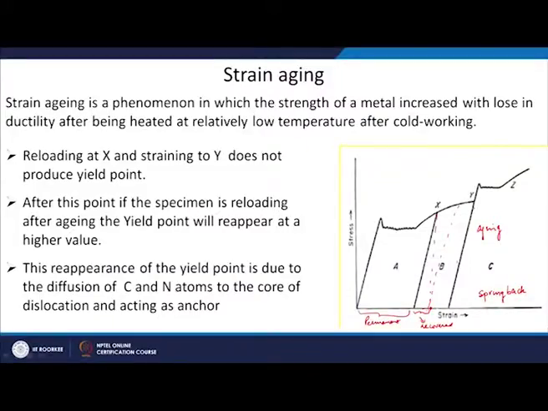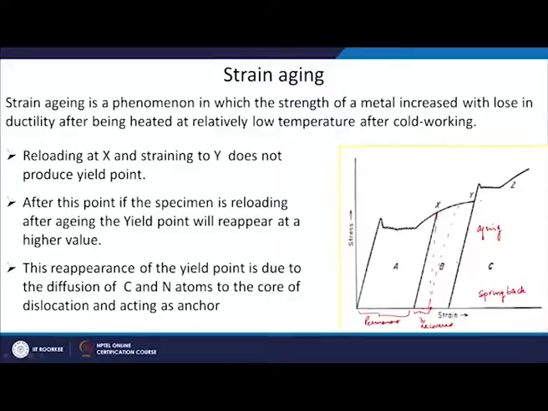This is because you are giving time for carbon and nitrogen, these interstitial atoms, to go and sit at the dislocation core. So, again dislocations will have to break away from these point defects to start the yielding phenomenon. If I am not doing the aging, then you will not see this yield point phenomenon, and it will start from where you have left.